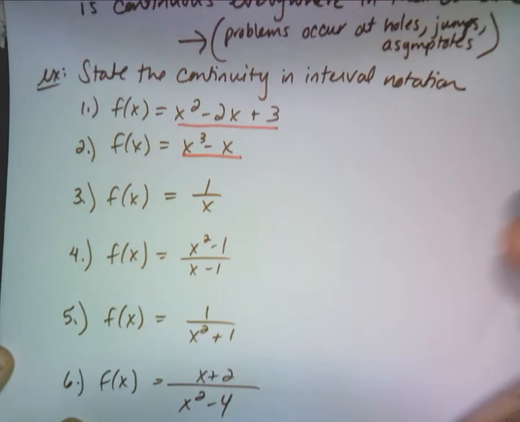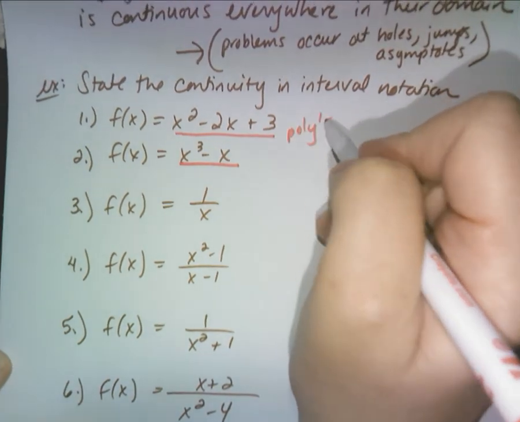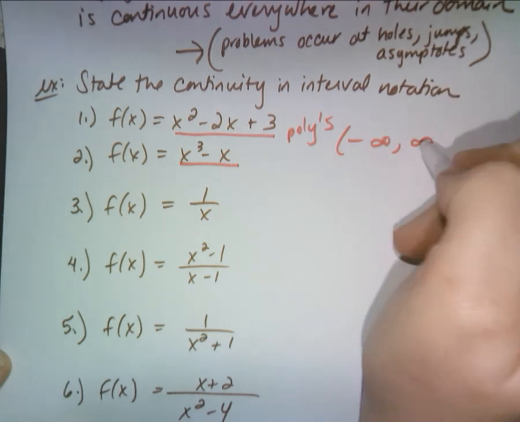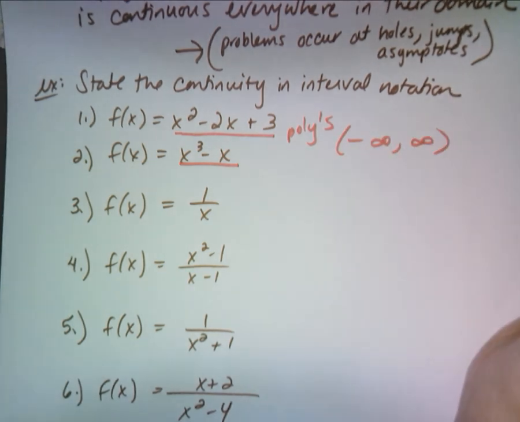Everywhere. So how do I write it? Any polynomials, they're continuous everywhere. So they're continuous along their domain, which would be negative infinity to infinity. Polynomials, their domain of a quadratic, of a parabola, is from negative infinity to infinity. Same thing with the cube, negative infinity to infinity. So there's its continuity. Easy.